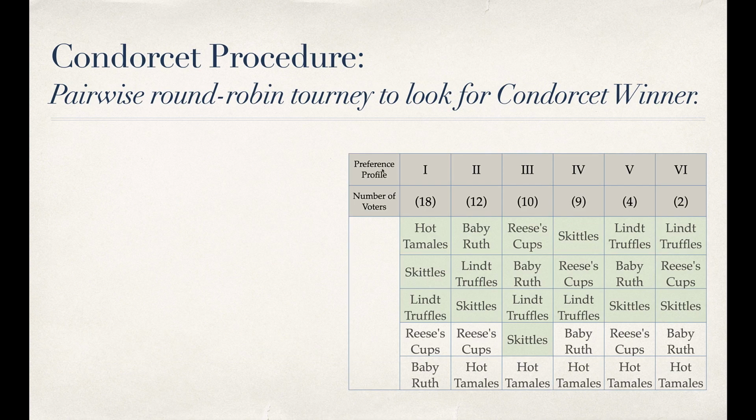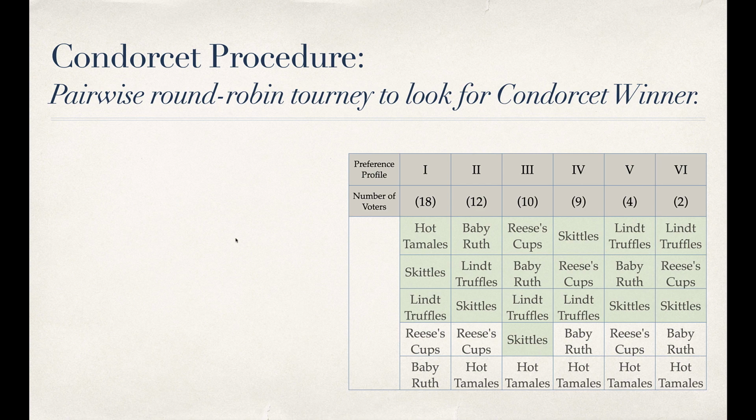So here is our set of voters. Again, just to remind you, this means that 18 people strictly prefer hot tamales to Skittles, to Lindt Truffles, to Reese's Cups, to Baby Ruth. That's how you read this overall preference profile. This is the number of voters, and this is their strict preference ordering.